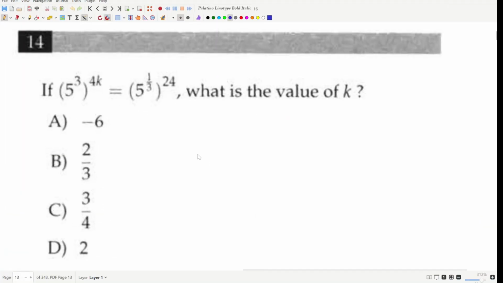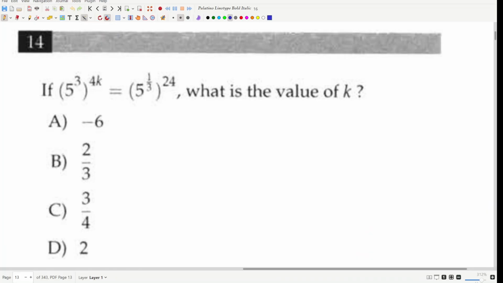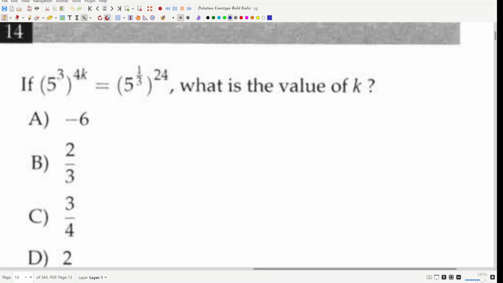Let's go. So question number 14. If this is equal to this, what is the value of k?